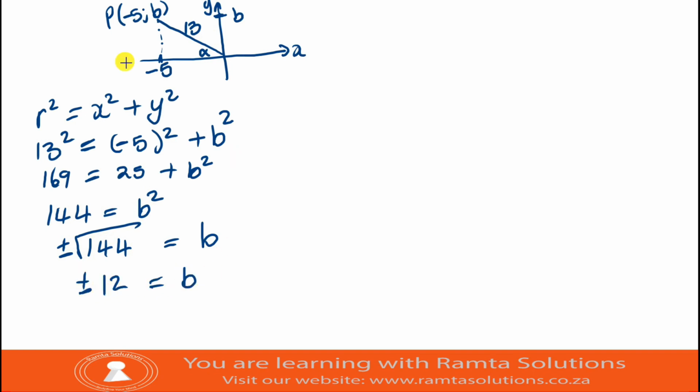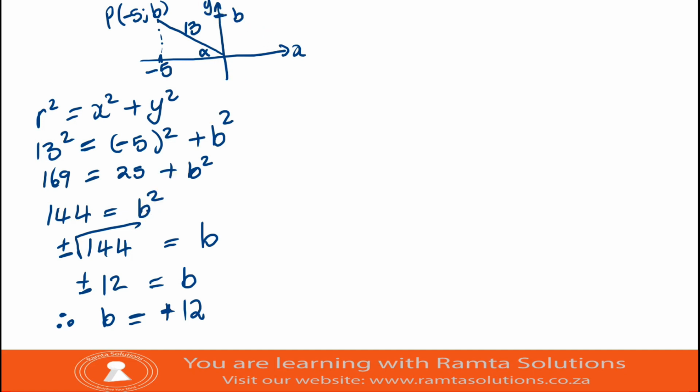All right, so I want you to look at this diagram. When you look at this diagram, the Y value is above the x-axis, and this therefore means this value of B must be positive. Therefore, we can say B is equal to positive 12.